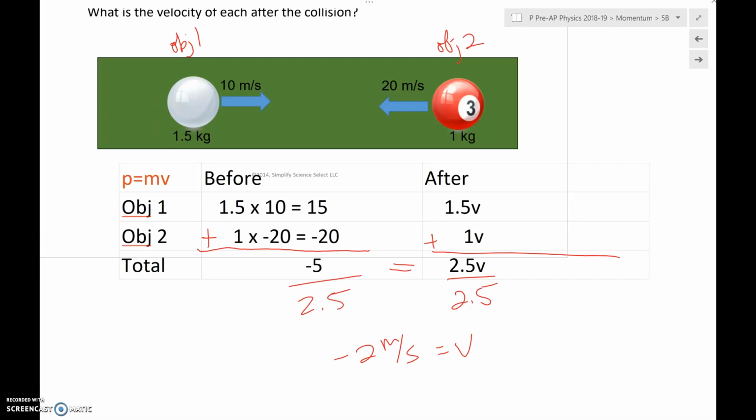Now the lesson on this is that if you have two objects that collide and stick together, the final momentum will be in the direction of the biggest initial momentum, right? Because the 20 times 1 was a bigger initial momentum magnitude than this one. So that's why it's going that way.